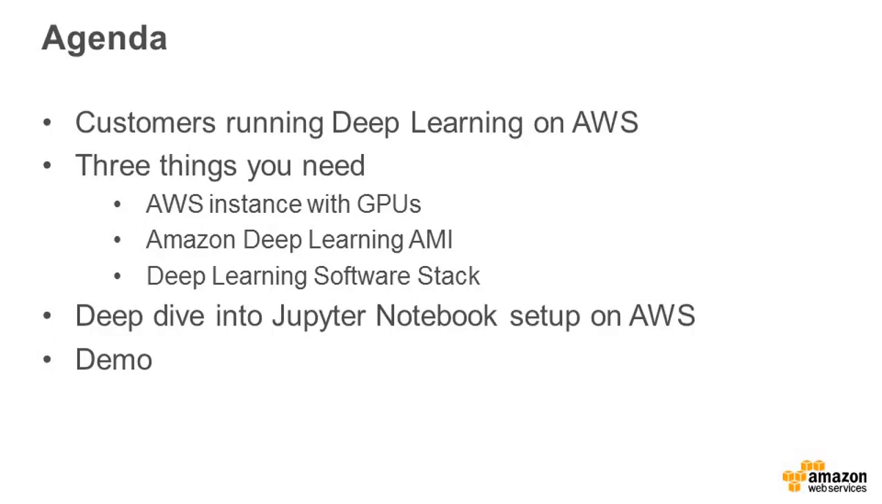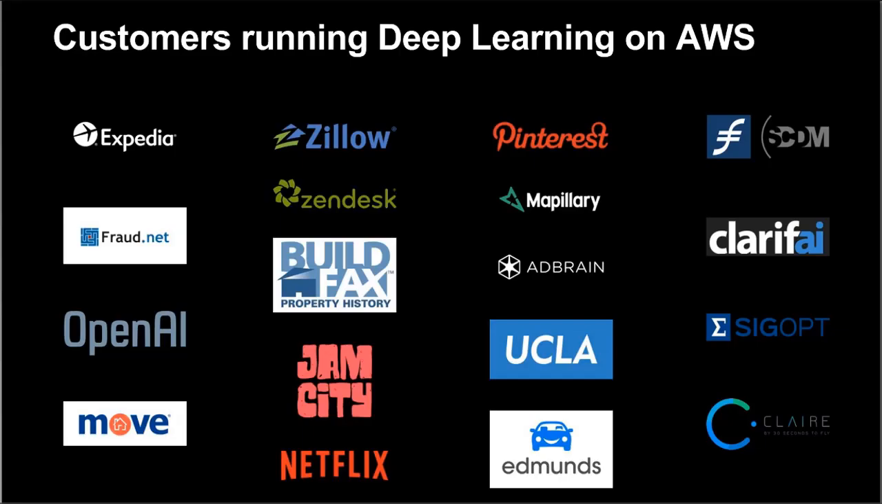All right, what is the agenda of today's talk? First, a list of customers already using AWS for their deep learning workloads. Then we will talk about the 3 things that you need to get the setup going. Finally, we will deep dive into the Jupyter Notebook setup on AWS. And the very last, I will show you a demo with a few more details and also quickly run a deep learning algorithm.